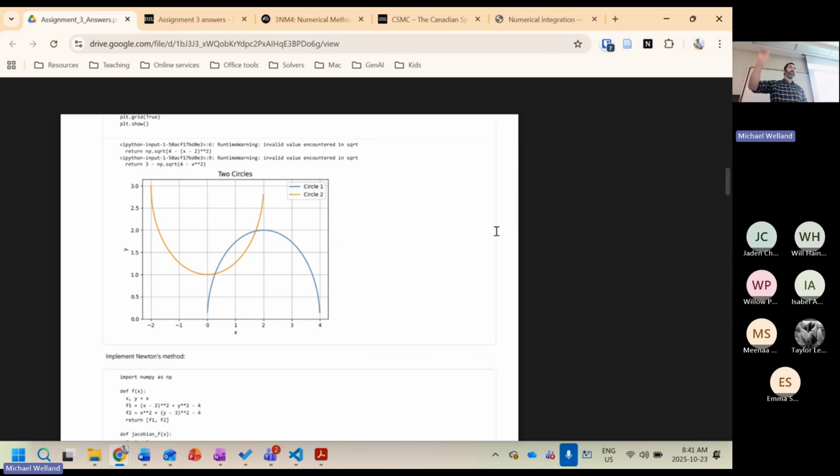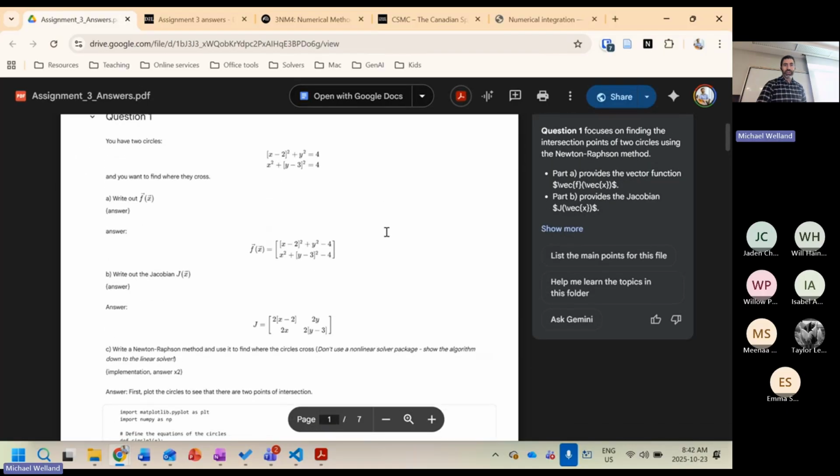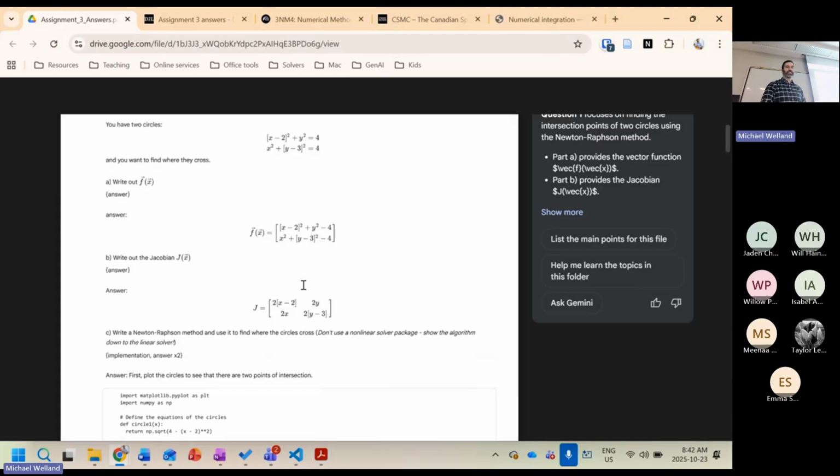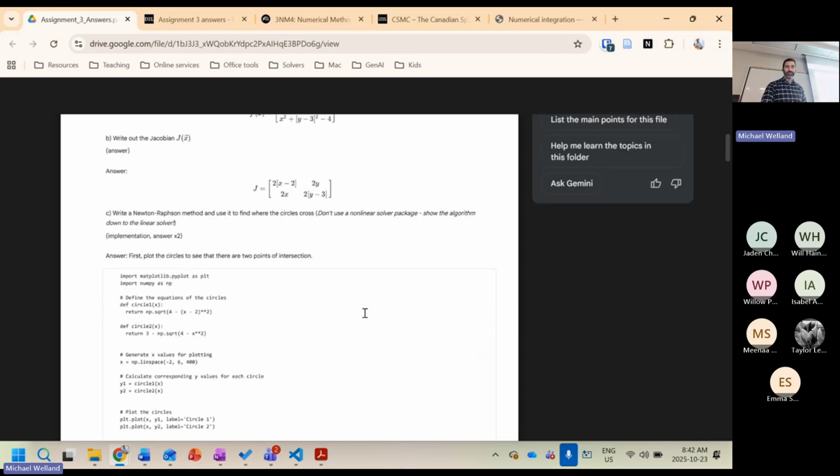Given that you have 2 circles, how many roots could there be? You can see that super quick just by looking at this. You write out f of x, which is easy: you move all the constants onto the left-hand side. Write out the Jacobian. Practice your derivatives a little bit. Then write out the Newton-Raphson method.